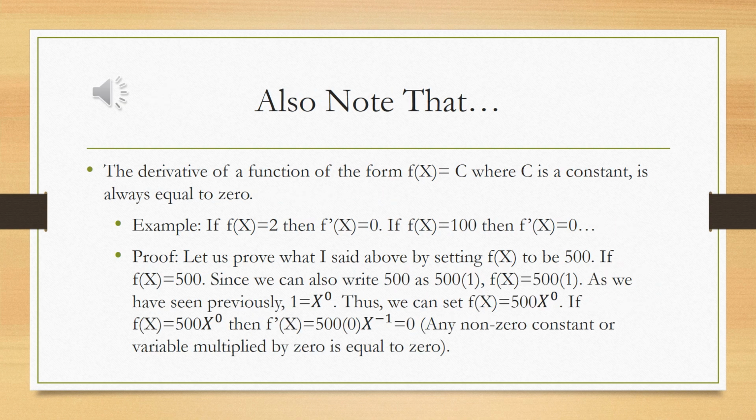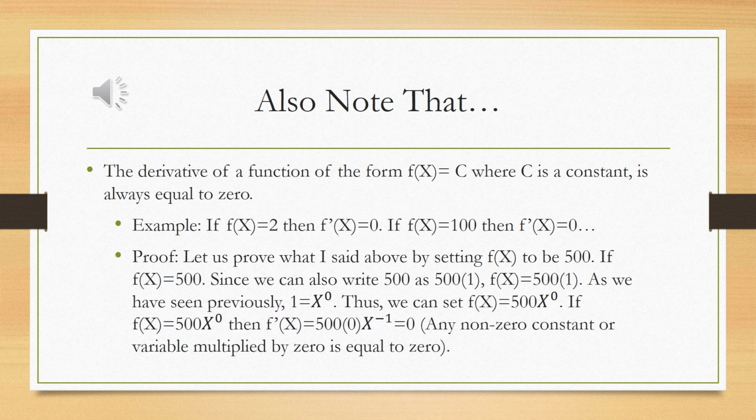Second, the derivative of a function of the form f of x equals c, where c is a constant, is always equal to 0. Example, if f of x is 2, then f prime of x is 0. If f of x is 100, then f prime of x is 0, and so on.